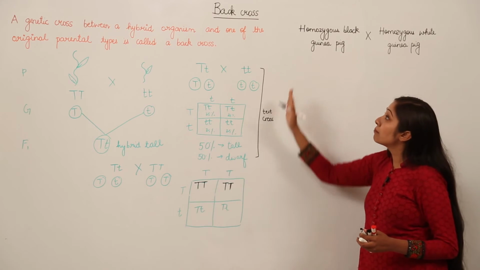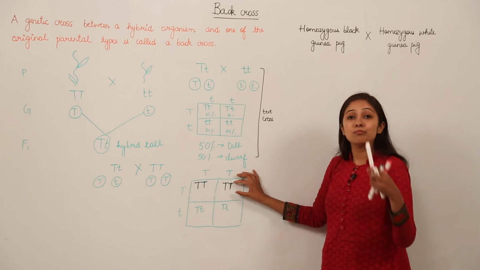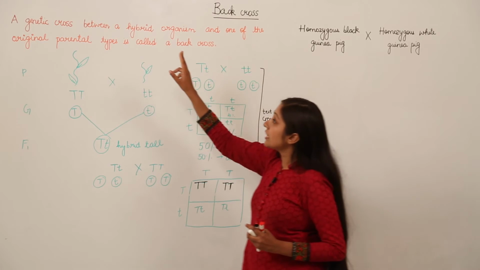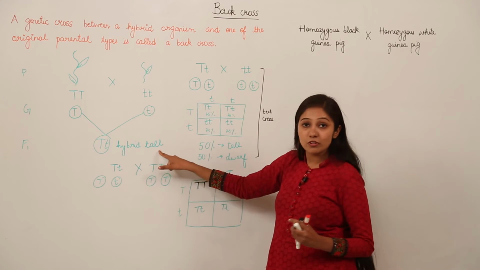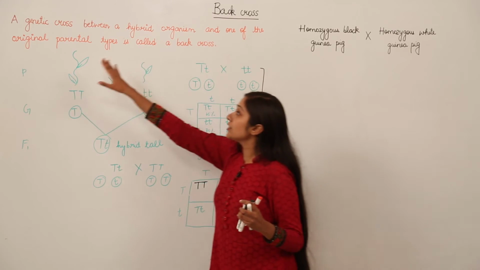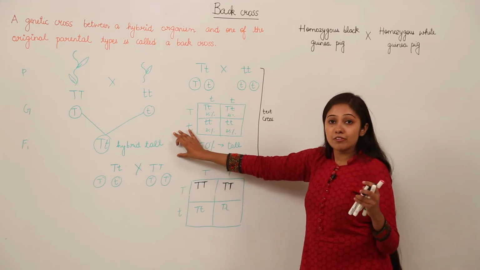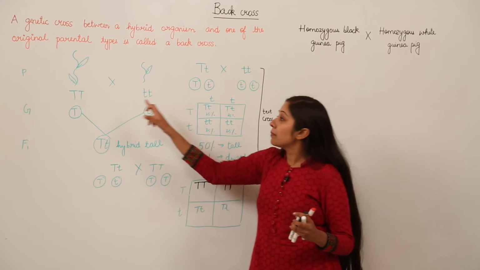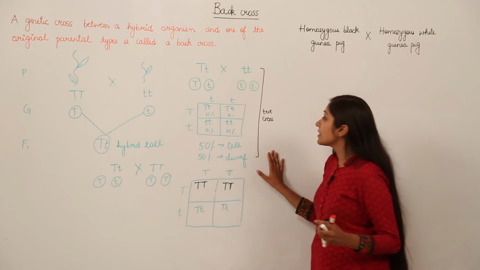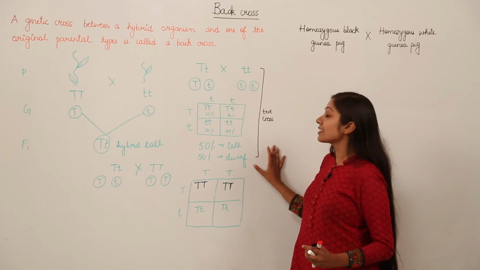So by the help of a back cross, one advantage we can get is that we can have pure breeding varieties again. Just remember that a back cross is a genetic cross between a hybrid organism, which we get from the first filial generation, and one of the original parental types. We are going to cross this hybrid F1 progeny with either of the parents, maybe this or maybe this. But when we have crossed it with the recessive one, the results are just similar to the test cross we did earlier. So this is an example of a test cross.